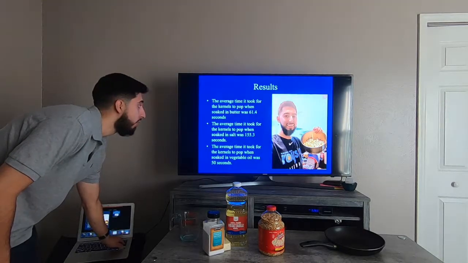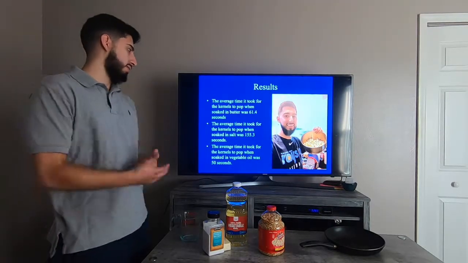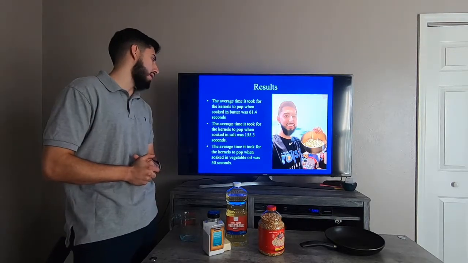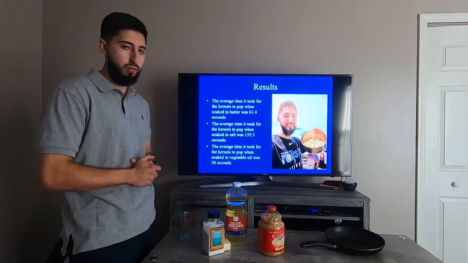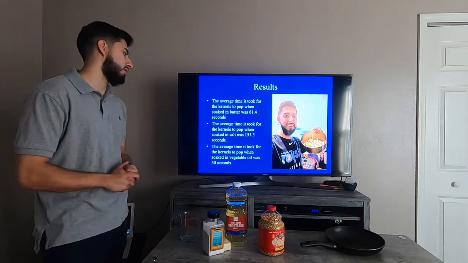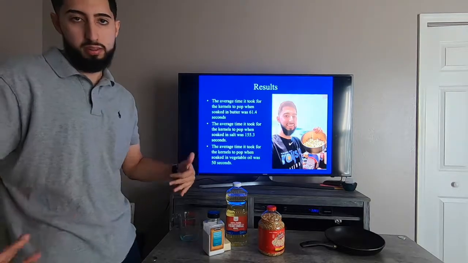So, moving on from that one, we've got our results. The average time it took for the kernels to pop when soaked in butter was 61.4 seconds. The average time it took for the kernels to pop when soaked in salt was 155.3 seconds.